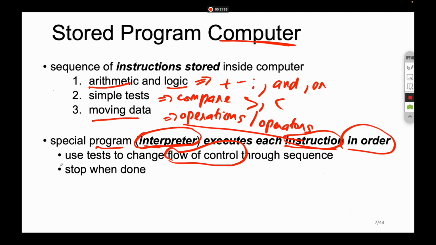And the last thing you need to be careful about is that all computer programs have to stop when they are done. What does it mean? It means you cannot run the program forever. You need to know when your program is done and it must be stopped.